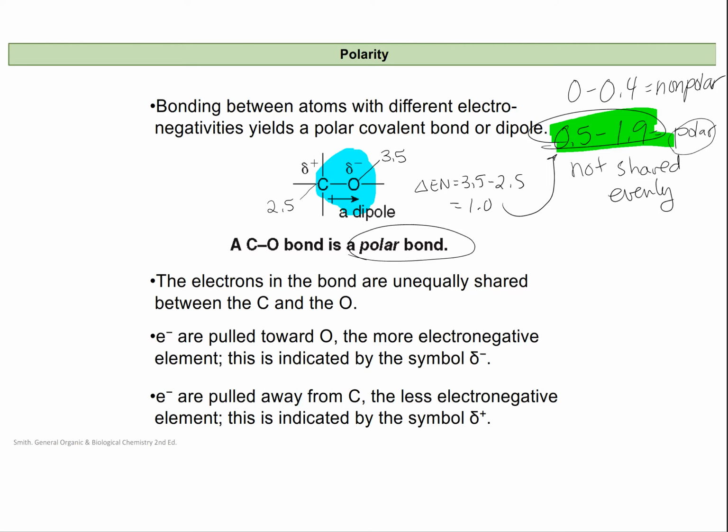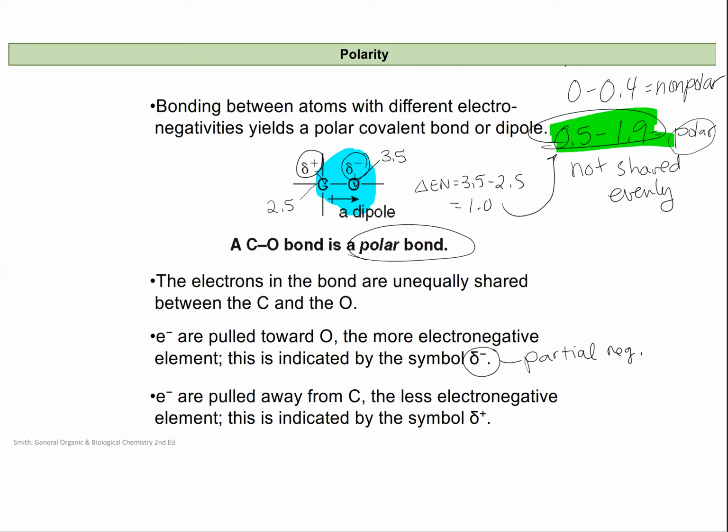And we represent this in a couple ways. We can represent it with what we call delta plus and delta minus symbols, or partial negative and partial positive symbols. If you use these, you need to make sure you use both. So you put a partial negative symbol right by the more electronegative element, and a partial positive charge by the element that's less electronegative.